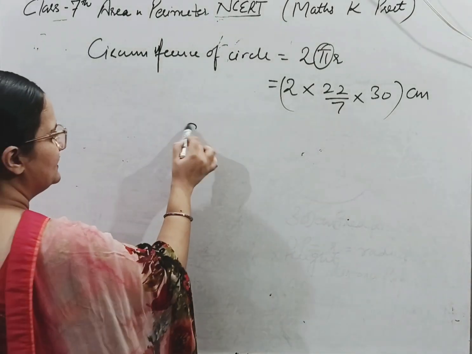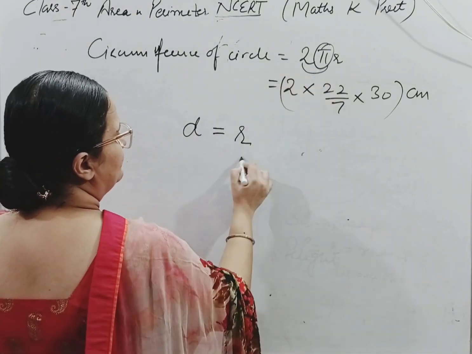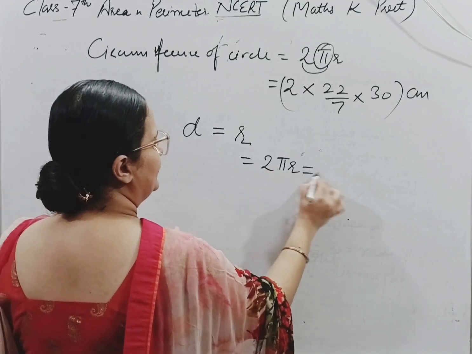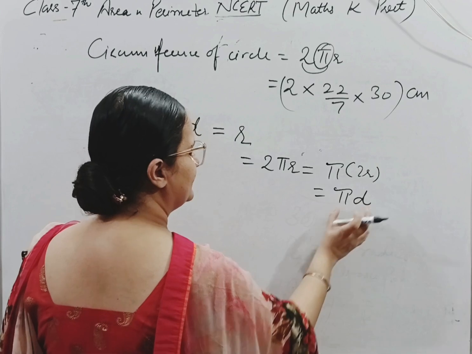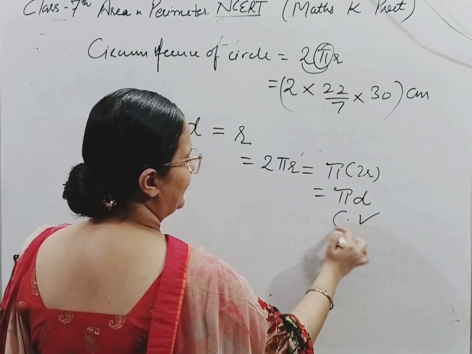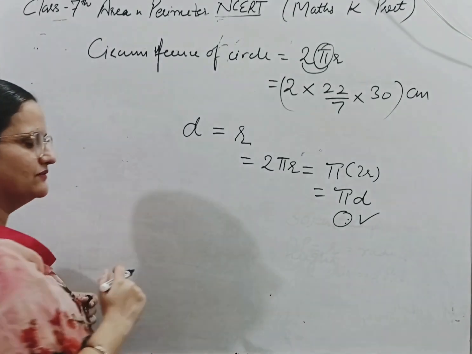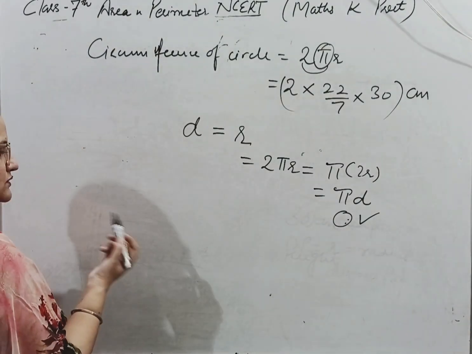Similarly, if the diameter is given, I'll calculate r, or I can directly use this formula. It is 2 pi r. I can write it as pi 2r, then pi d. This is the second form, pi d or 2 pi r. So I can directly put the value of the diameter here and pi here to get the circumference of the circle. Similarly, questions related to the area are also very easy.